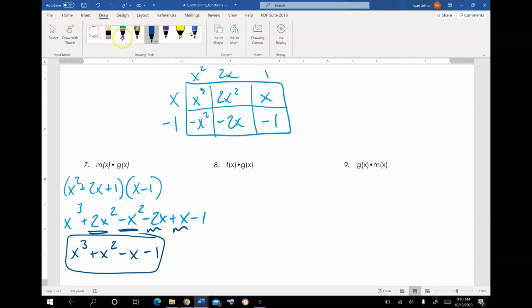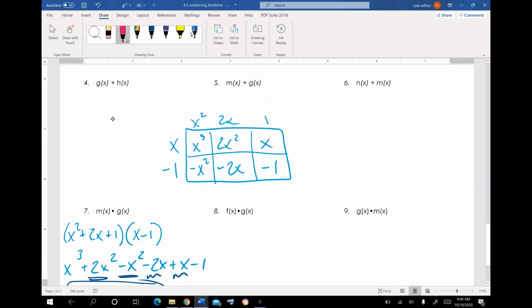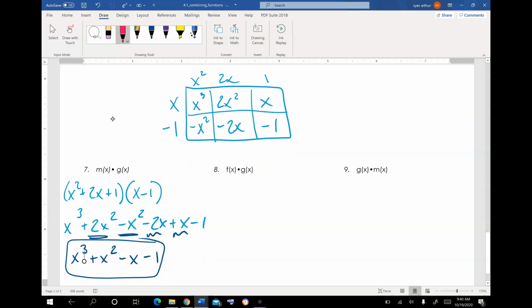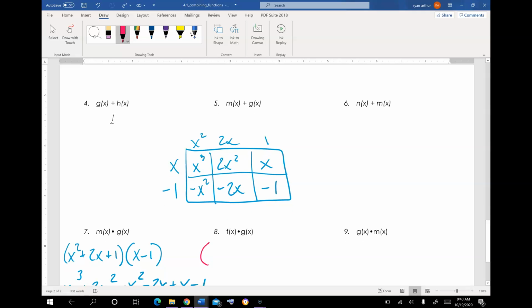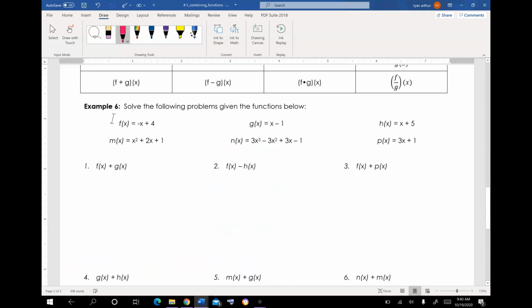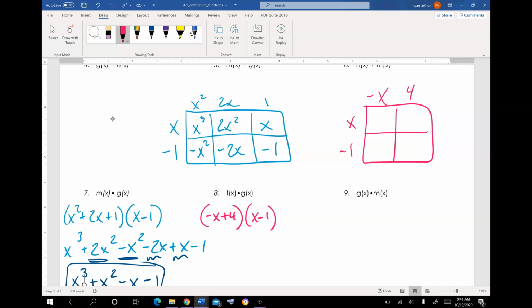All right, let's do another one. Got 2 more left. All right, so this one is f of x times g of x. So f of x is negative x plus 4. G of x is x minus 1. All right. So this is your Math 1 box method. Negative x, 4, x minus 1.